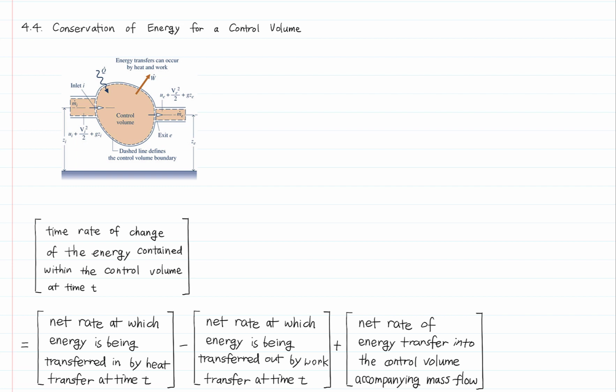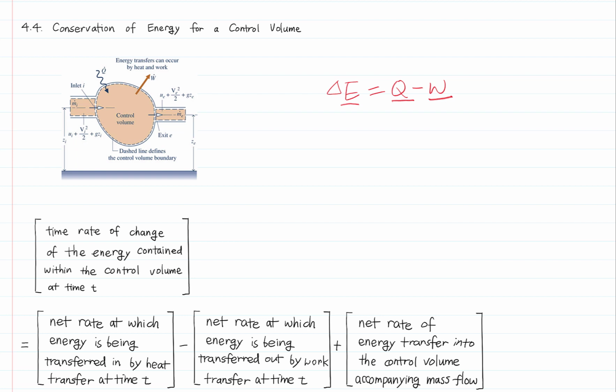4.4 Conservation of energy for a control volume. The first law of thermodynamics states that energy cannot be created or destroyed. For a closed system, the first law of thermodynamics can be written as delta E equals Q minus W. So E is all forms of energy in the system, and Q is the heat transfer across the system boundary. W is the work across the system boundary. So it may be used for any closed system and in any process.